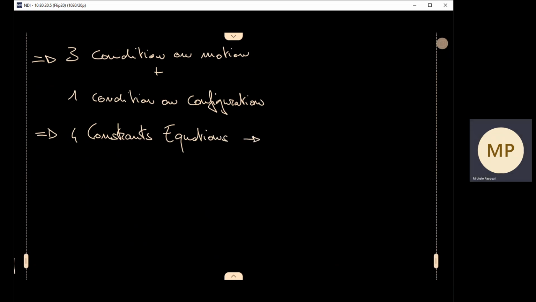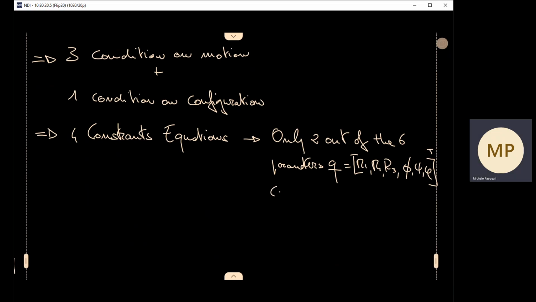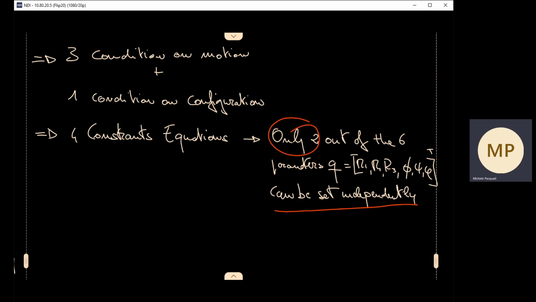And from this, we have eventually that only 2 out of the 6 parameters R1, R2, R3, the phi, psi, and phi can be set independently or freely if you want. Okay?